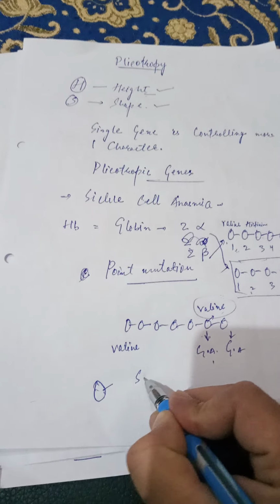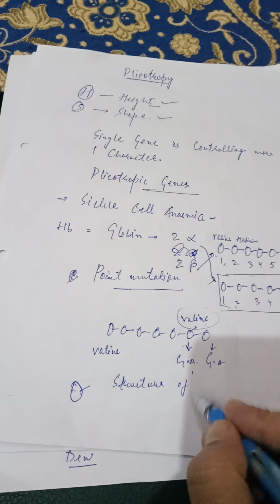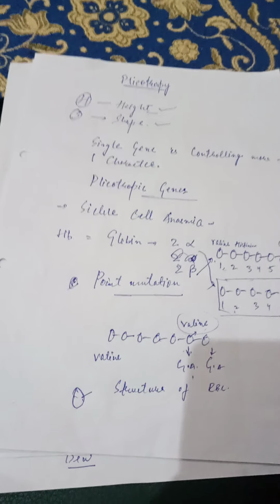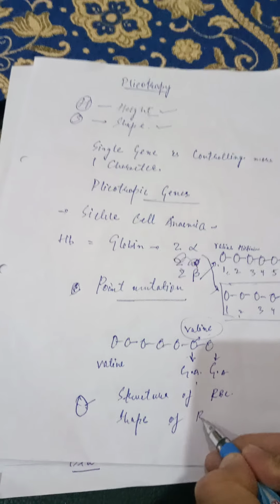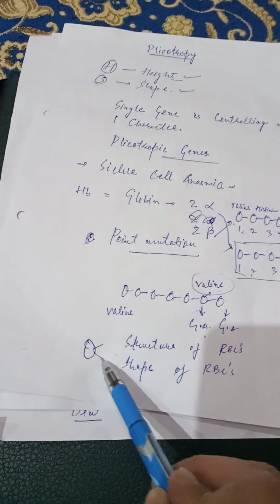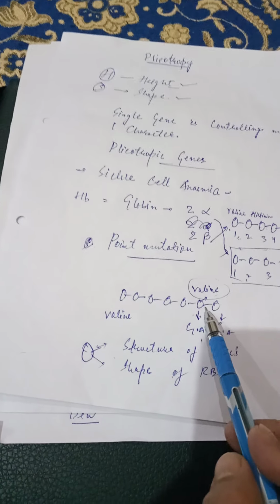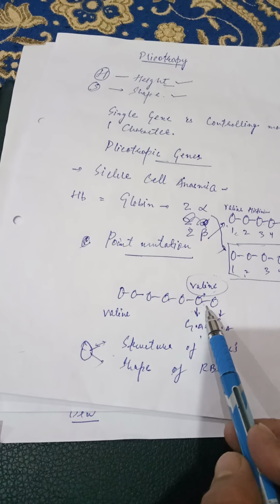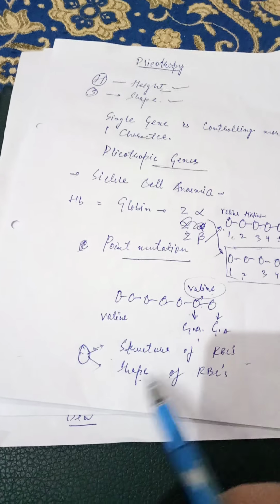For example, the structure of RBC and the shape of RBCs. There is a change. Now this gene is controlling two things here. Due to the point mutation, this gene has now become a pleiotropic gene, and now this gene is controlling more than one character. The structure of RBCs and the shape of RBCs are now controlled by a single gene, right?